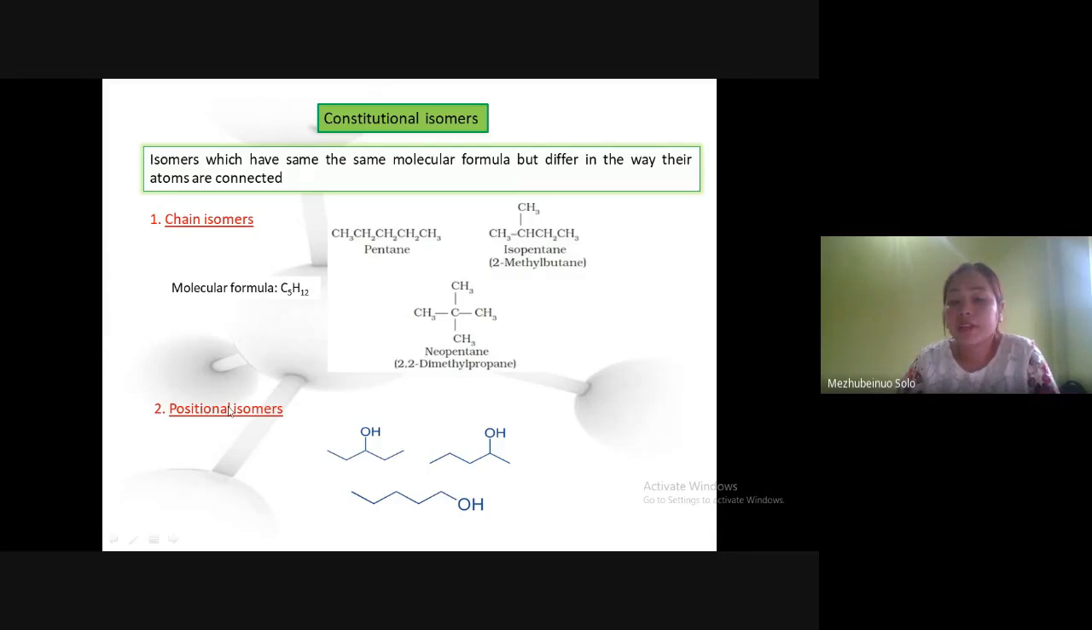So see here in the example, we have 3 compounds with the same molecular formula, but the alcohol functional group is located at carbon number 3 in the first compound. In the second compound, we have the alcohol functional group at carbon number 2. And in the third compound, we have the alcohol functional group at carbon number 1. So this type of compounds are called positional isomers.